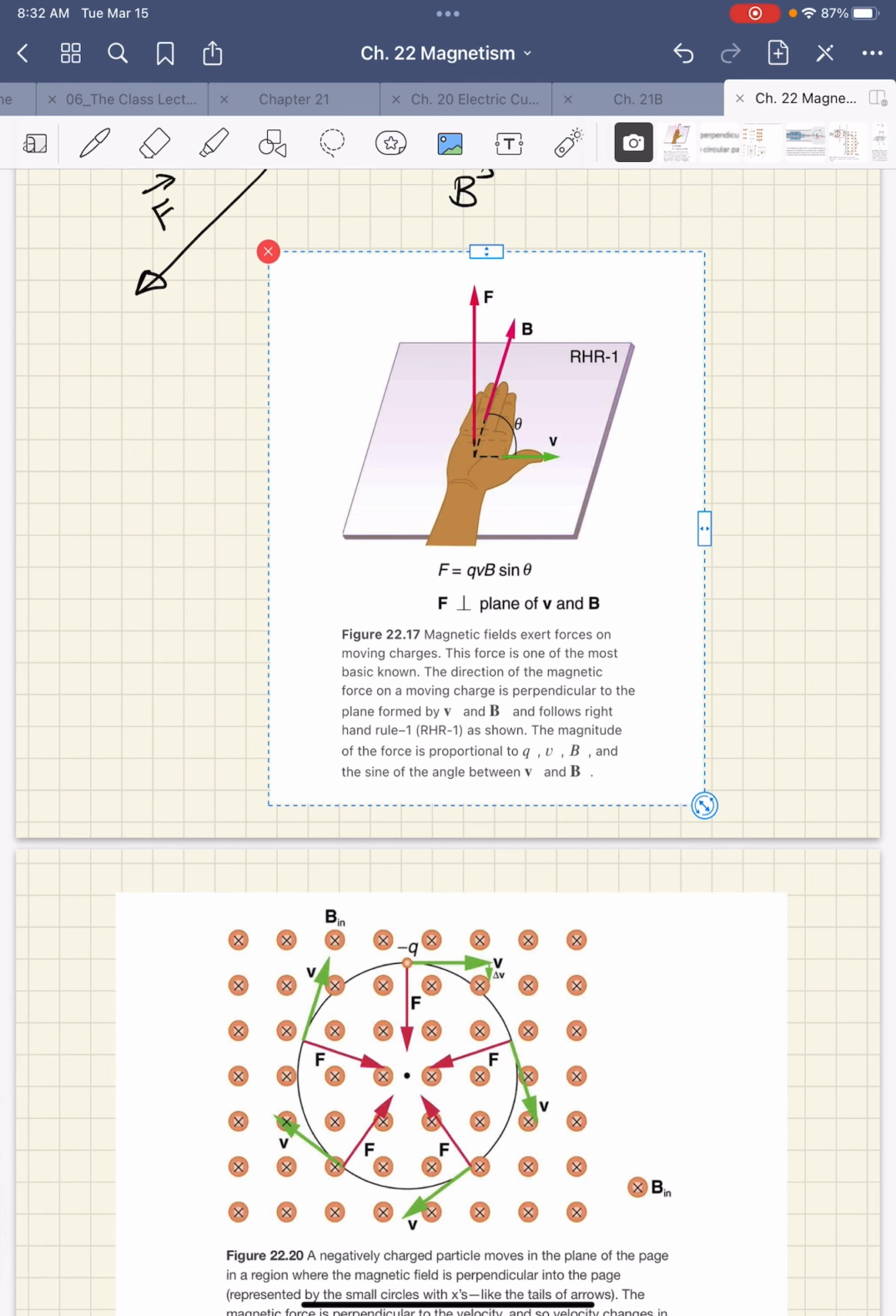Then you can see that here, let's say, assume that my thumb is V, and the direction of my fingers is B, then the force is going to be perpendicular to my hand. And this is really how we can find the direction of the force.